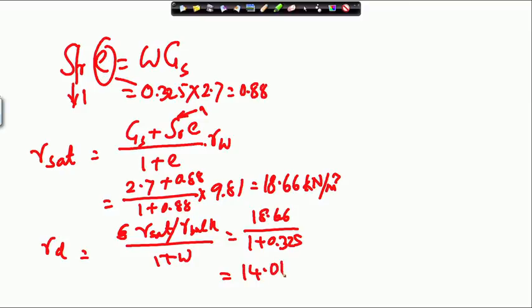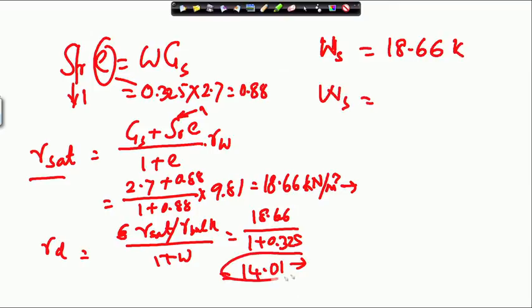And next I have got dry unit weight, I have got bulk unit weight. So, to find out the third or fourth condition, if I take 1 meter cube of soil, then what is the saturated weight? That means W saturated for 1 meter cube is 18.66 kilonewton, and Ws, which is nothing but 14.01.